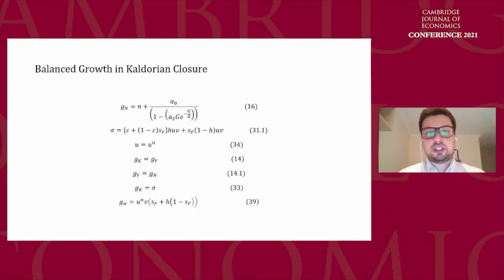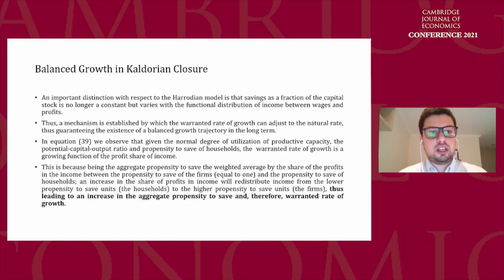So this is the set of equations for the balanced growth in the Kaldorian closure. I will skip this for time. In the balanced growth in the Kaldorian closure, an important distinction with respect to the Harrodian models is that the saving function as a fraction of the capital stock is no longer constant, and it varies with the functional distribution of income between wages and profits. And this is the mechanism which establishes the warranted rate of growth that can adjust to the natural rate of growth.